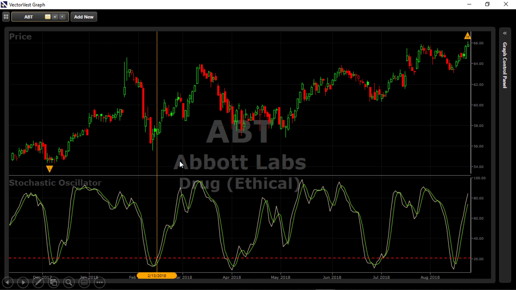So here with Abbott Labs, right? Here's a really oversold situation. Price crashed for a couple of weeks there. Stochastics went below 20, crosses above 20, and we buy. It gives us a really nice profit potential. So where would be a good opportunity to take our gain off the table?